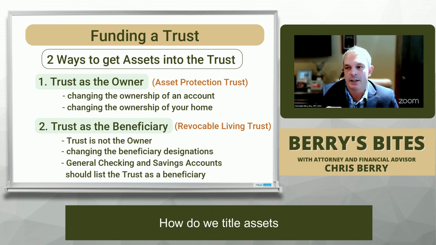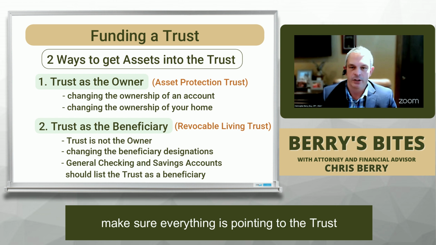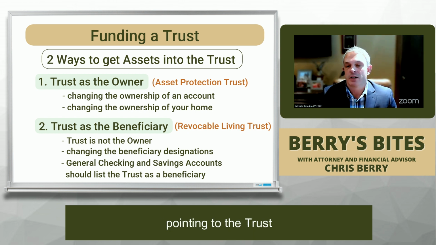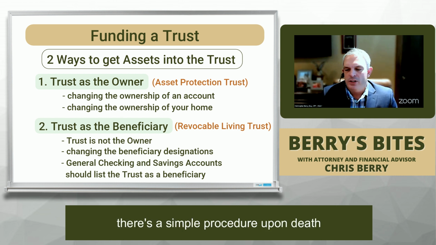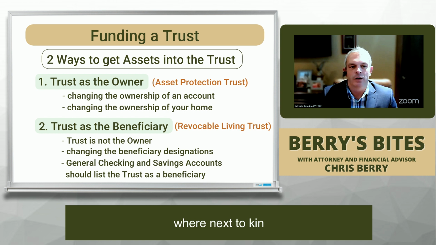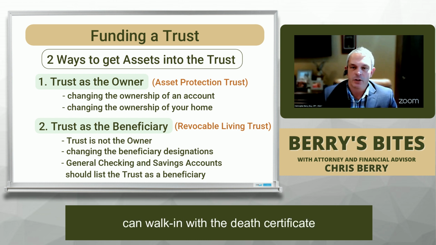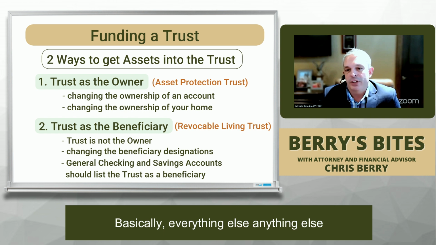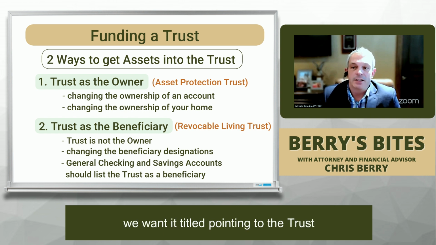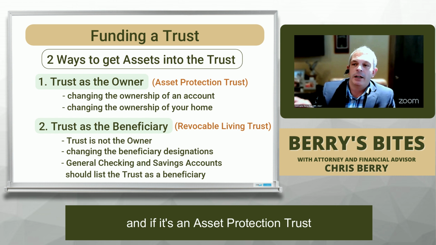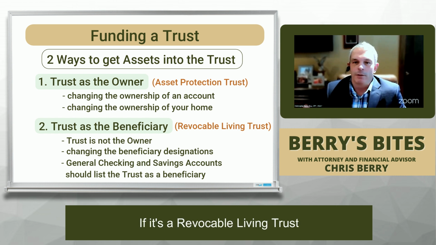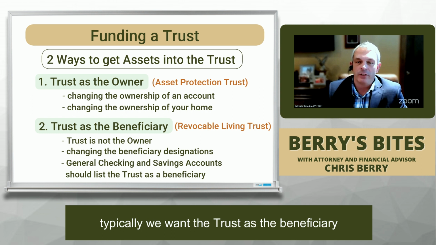How do we title assets, make sure everything is pointing to the trust? Because that's the key. At the end of the day, we want everything one way or another pointing to the trust. Every single asset, other than say vehicles. With vehicles, there's a simple procedure upon death where next of kin can walk in with a death certificate. The Secretary of State will transfer it to next of kin. But basically everything else, anything else that really has title, we want it titled pointing to the trust. And if it's an asset protection trust, typically we want the trust as the owner. If it's a revocable living trust, typically we want the trust as a beneficiary.